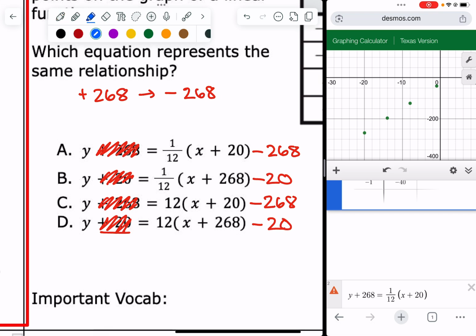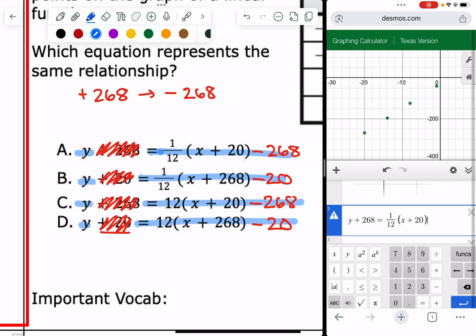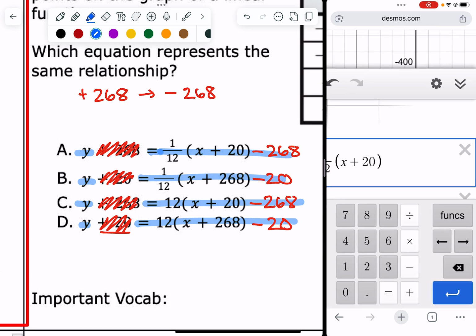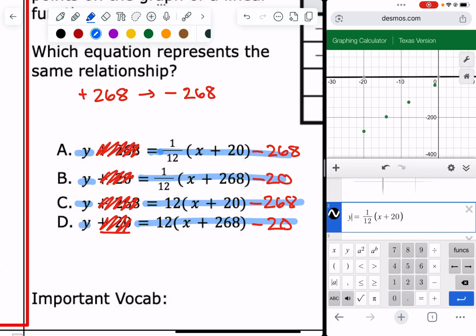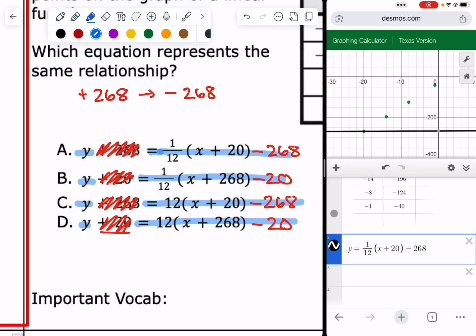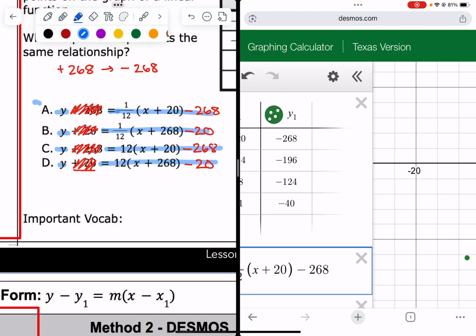Now, I'm going to graph this right here in my Desmos. I made a new equation. So in Desmos, instead of this, I'm going to delete this part because I deleted it over here on the paper. Minus 268. Now, if I did that, it made this line right here, and it touches one point, but it doesn't touch all four, which is an issue. So A cannot be my answer.